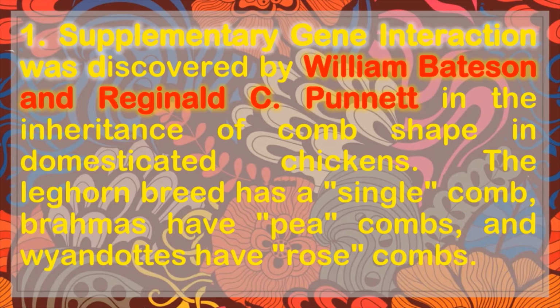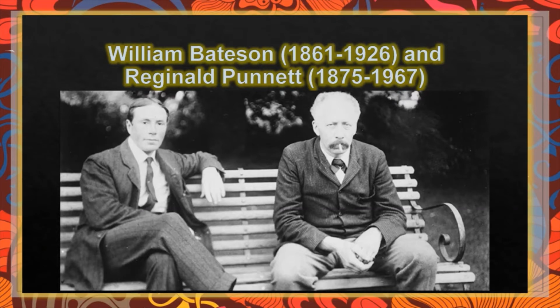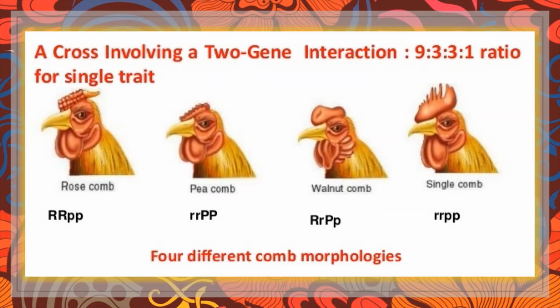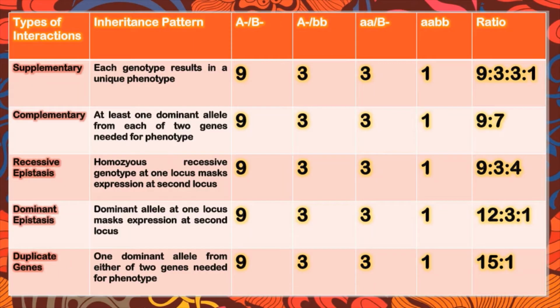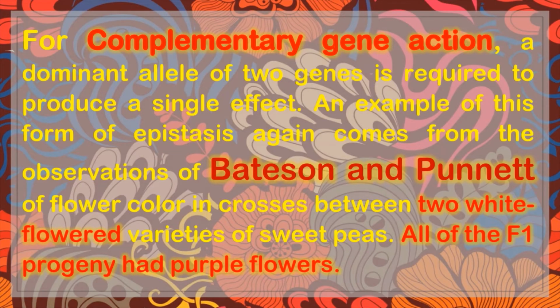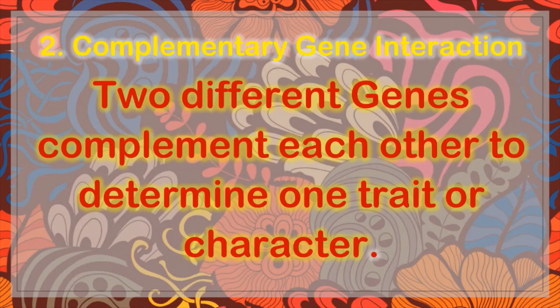Supplementary gene interaction is a type of interaction in which two different genes are involved in the expression of a single trait. When two genes are involved, you get 4 different types of combinations. Each type of combination of genes will give a different and unique type of phenotype. The ratio for supplementary gene interaction is 9:3:3:1.